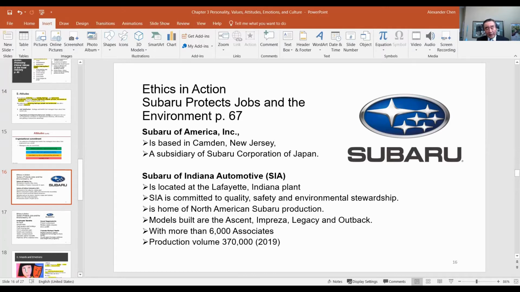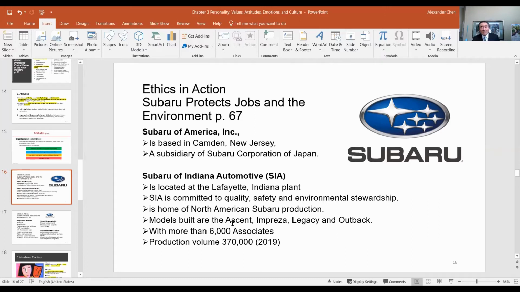So Subaru of America's headquarters is in New Jersey, and they have a manufacturing plant in Indiana. They call it Subaru of Indiana Automotive. I think they still import some cars. The headquarters is in New Jersey, close to New York, so they can do that. But we are talking about the manufacturing in this case. So we are discussing the SIA case.